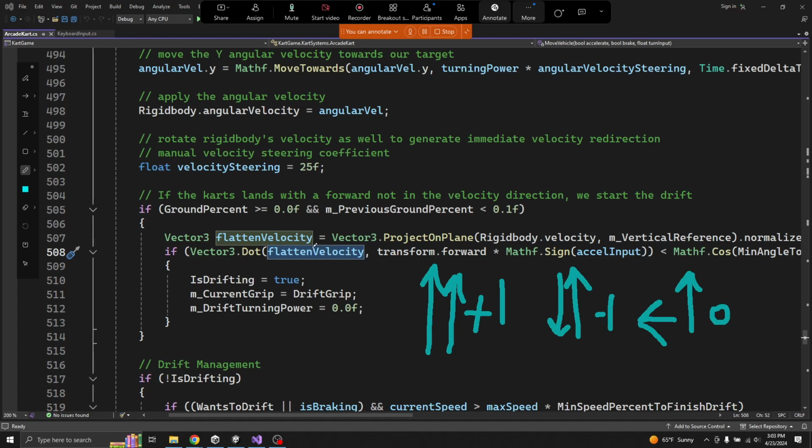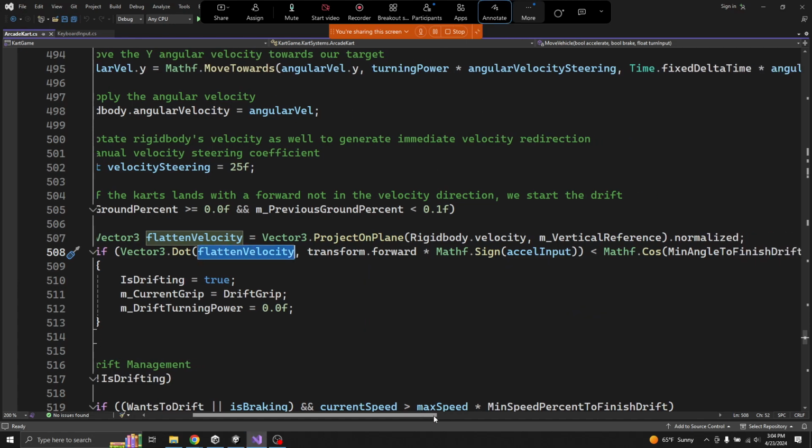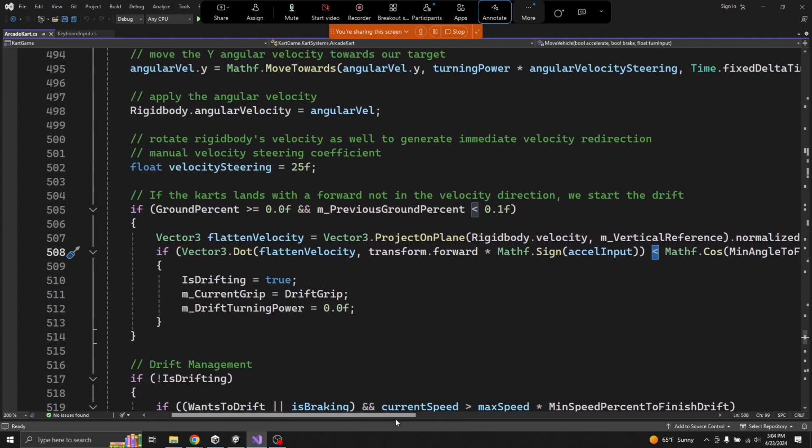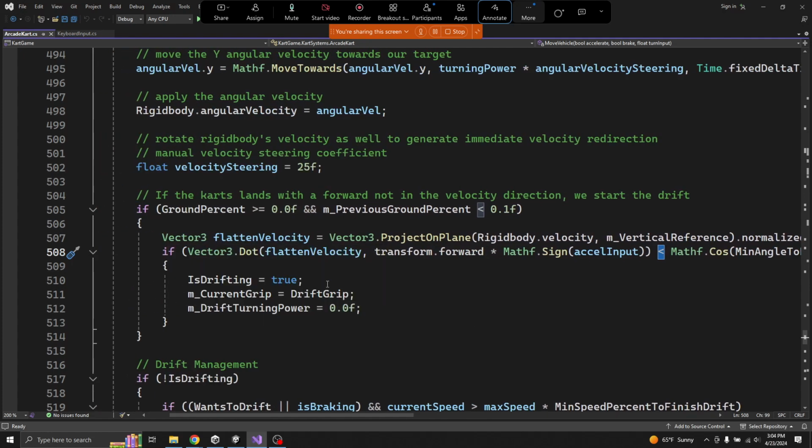So in the other case, this part of the if statement will evaluate to something between +1 to -1, anything in between that. And I just drew the situations here, right? So now I got to get out the annotation tool. And whatever that dot product comes out to, if that is less than this, then this if will be true, and we will say, okay, we are drifting.